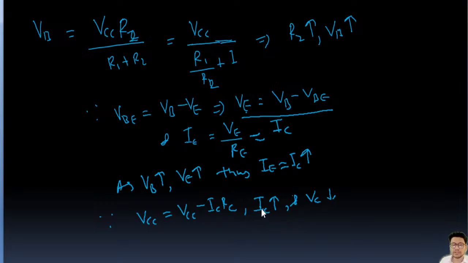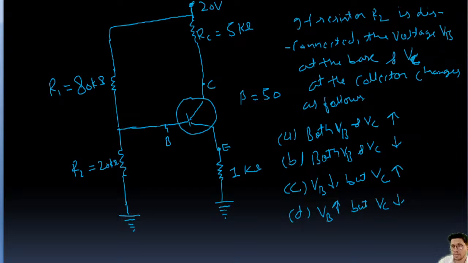So from here we can conclude that if we disconnect R2, VB increases and VC decreases because IC increases, by this formula, okay. So which option is matching? Option D: VB increases and VC decreases. So this is the answer. Very good question. Okay. Next question, question number 5.